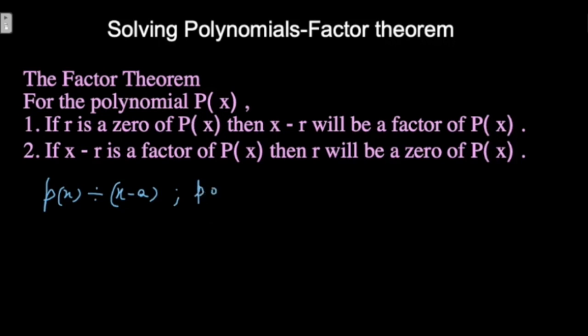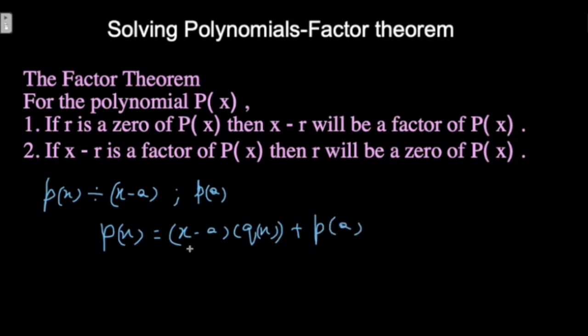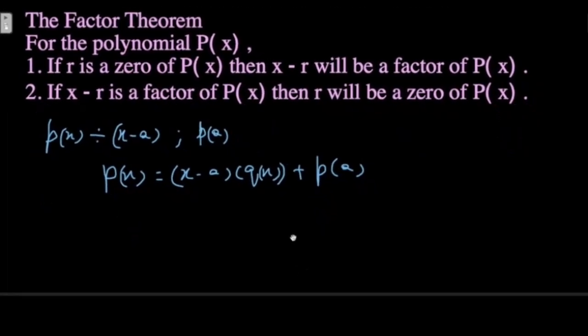p of a, right? Which meant that we can express any polynomial p of x as a multiple of x minus a and some quotient polynomial q of x, plus p of a, right? This is what we derived in the remainder theorem. Now keeping that in mind, we will study the factor theorem.